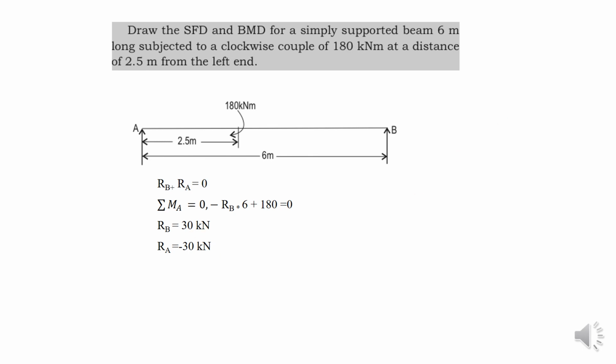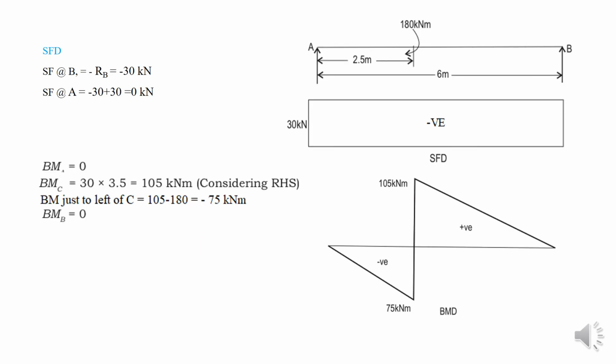So draw the shear force diagram based on this. So at B the value of shear force is upward RB, that is minus 30. So starting from minus 30 here up to A, drop a horizontal line. So at A you can see a plus 30. So minus 30 plus 30 is equal to 0. So this is the diagram for shear force, and which is a negative shear force diagram.